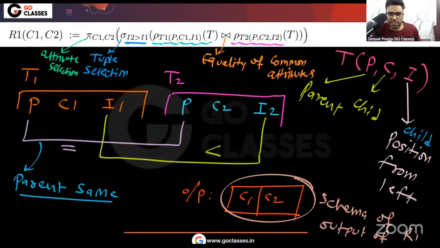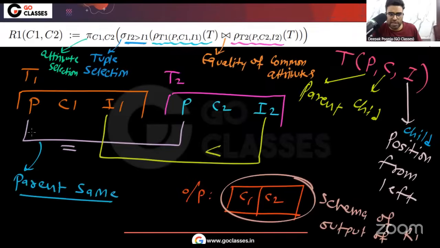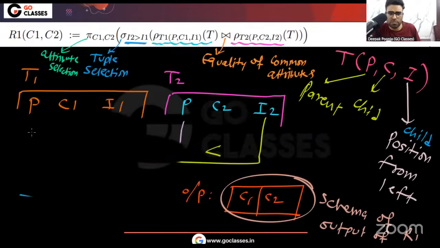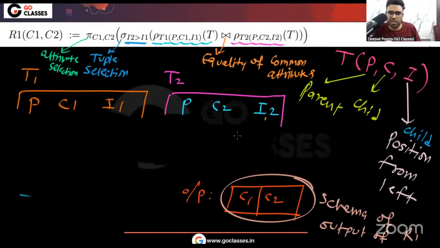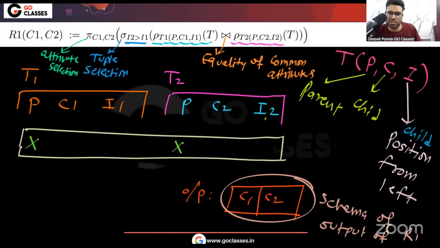Now let me tell you what is happening here, which type of tuples I want. Because we are doing natural join, right? In the natural join, what will happen? Which type of tuples do I want? I want this type of tuple where this parent is same. Remember, parent is same means, for example, if here you have value x, here also you must have value x. The parent must be same.